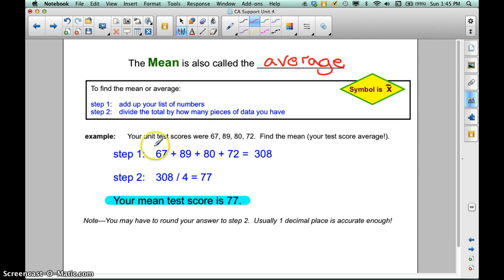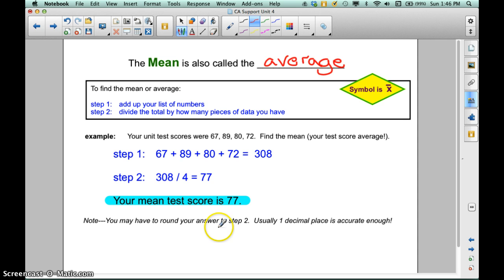So the first step, as we said, was to add up all your scores and get a total, in this case 308. The second step says to take that total, 308, and divide by however many pieces of data you have. We had 4 test scores, so we're dividing by 4. When we divide 308 by 4, which you can do in your calculator, you get 77. This means that your mean test score is 77, or your average.